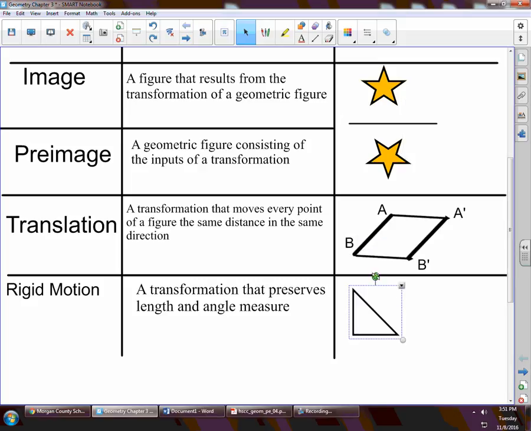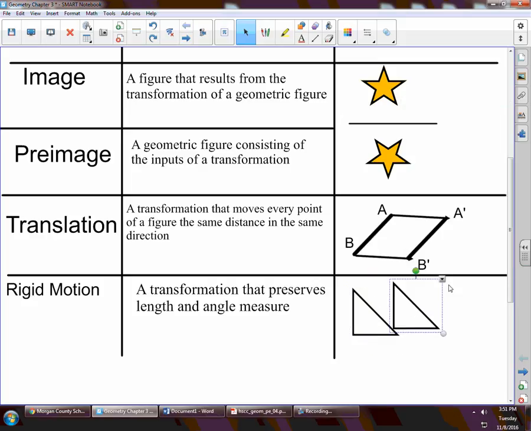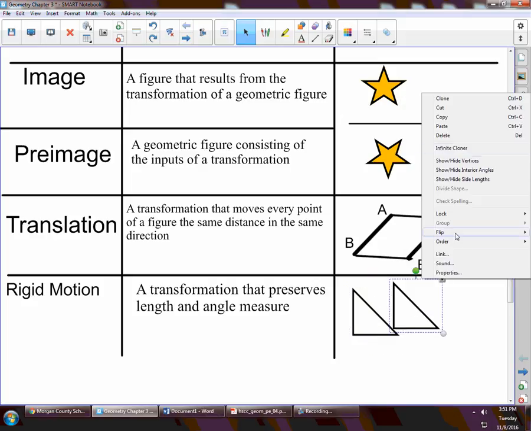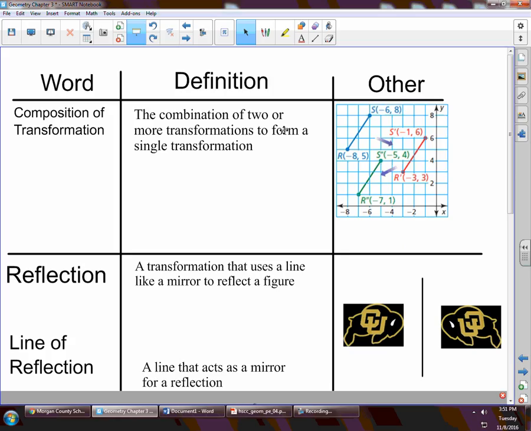Oops. Let me clone it first. All right, and let's say we were to reflect it. Okay, each segment was preserved and each angle measure was preserved. It's just now a reflection. So that is a rigid motion. Moving on.